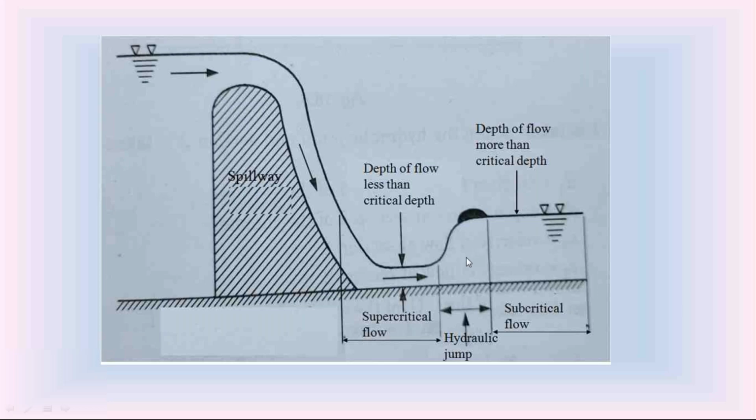Then after this supercritical flow, from this point onwards, there is a rise in the water level sharply. So from this point onwards, the depth of water flow increases sharply, and at a certain location, at a certain portion of the channel, the depth of water flow in that open channel is more than the critical depth.